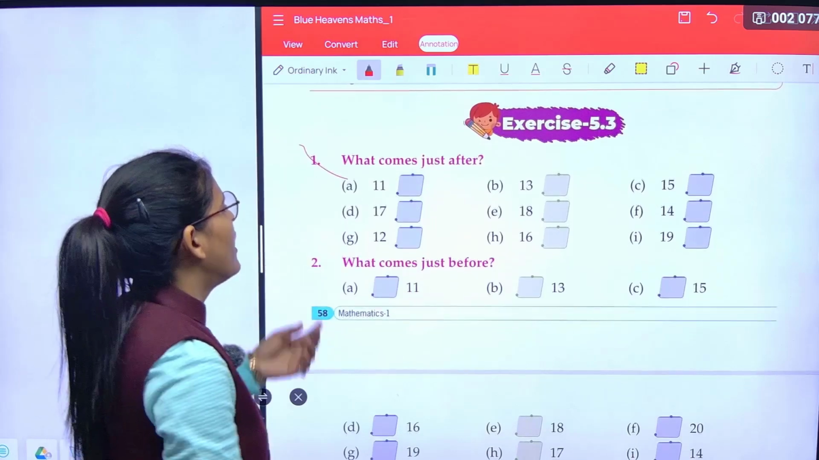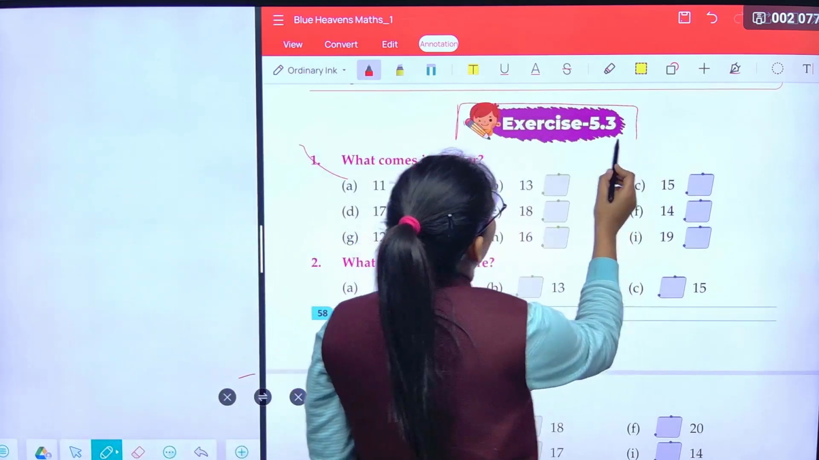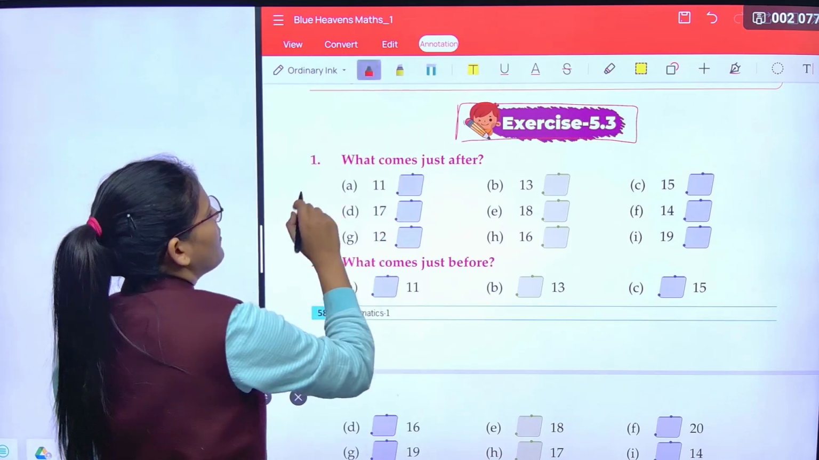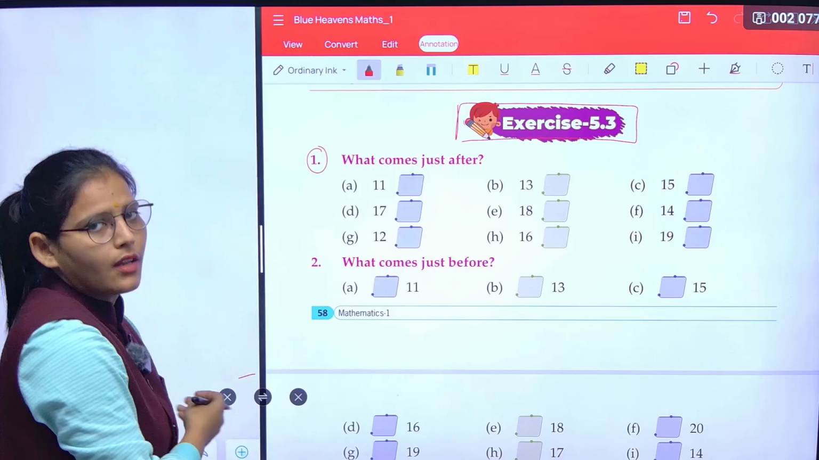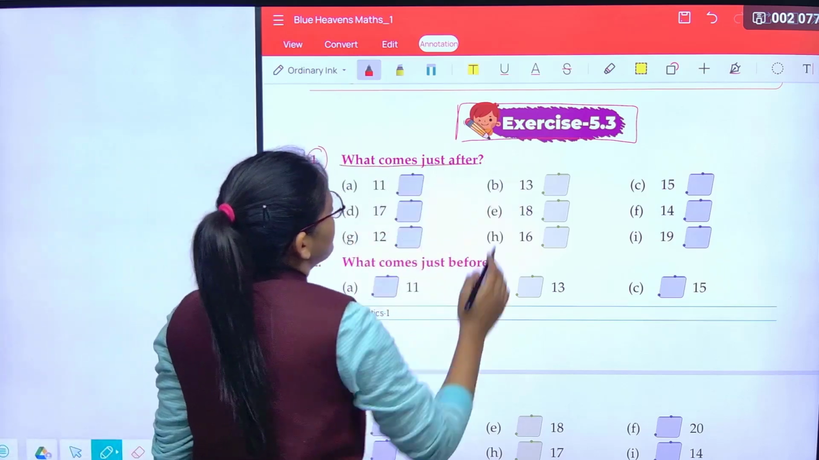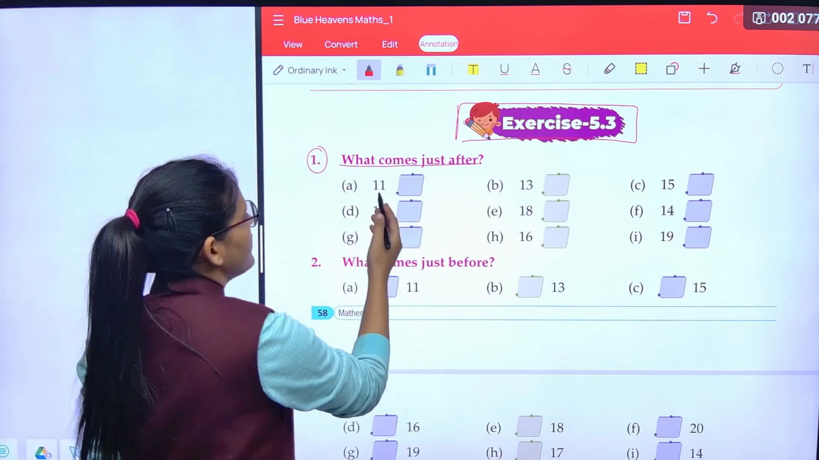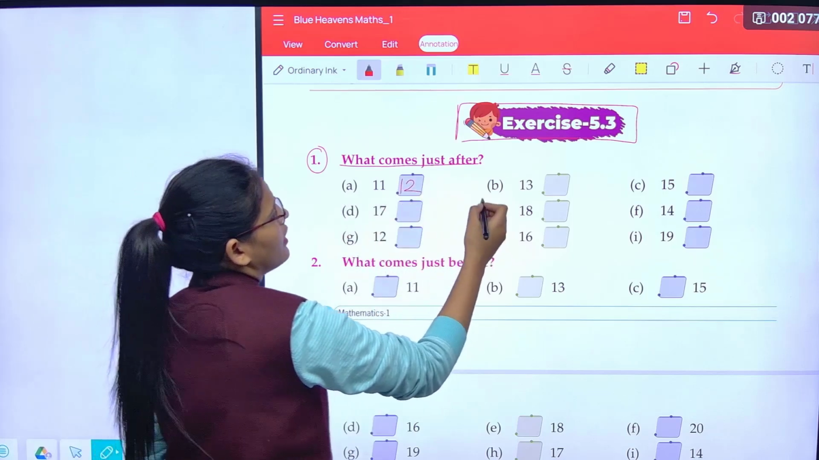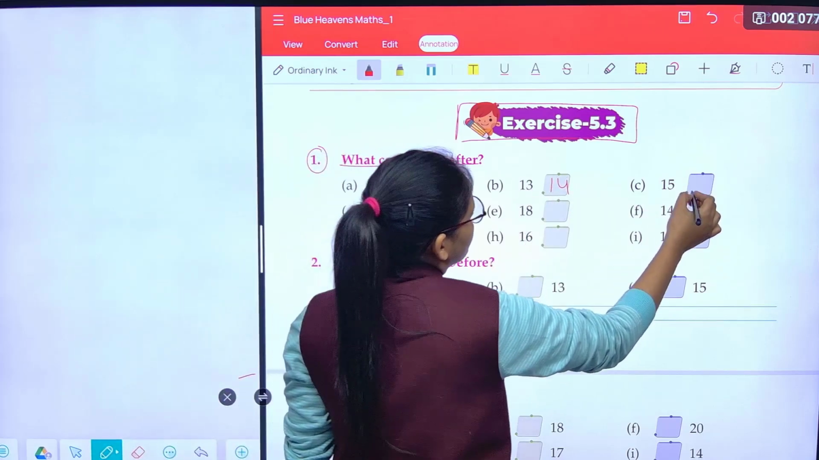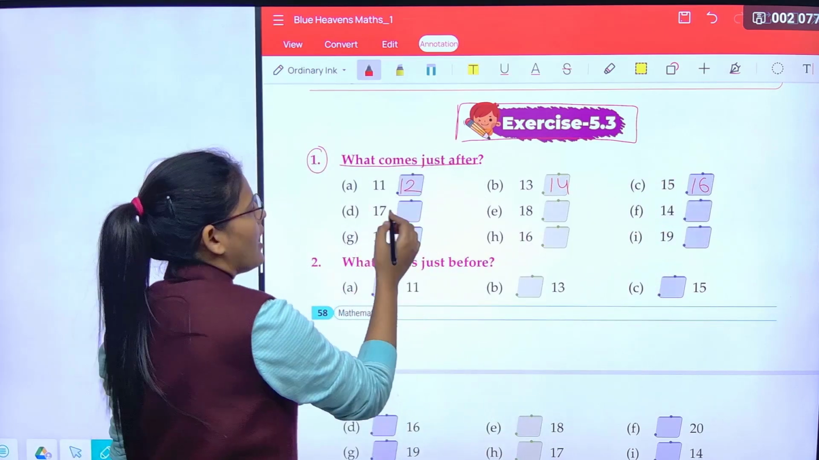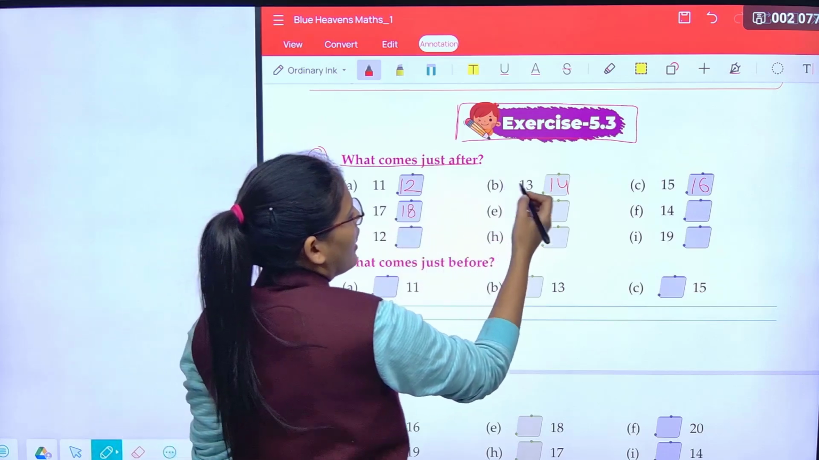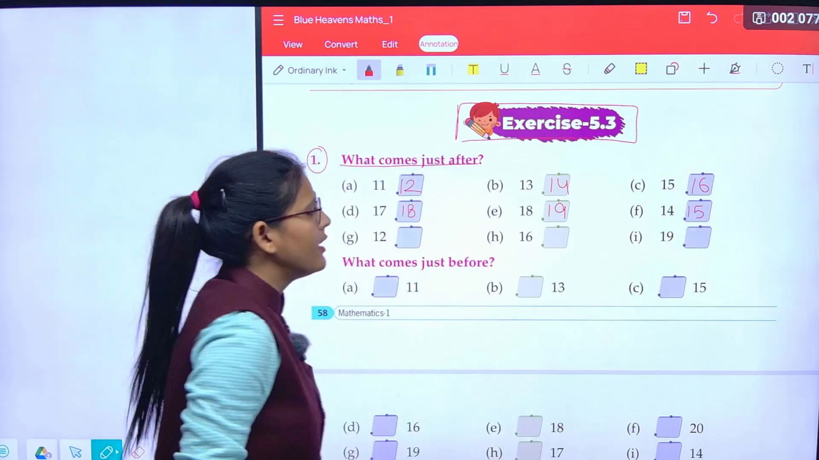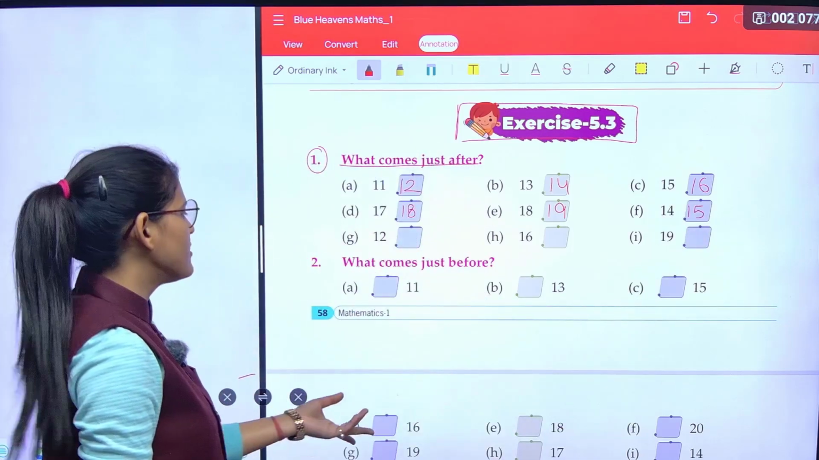Okay. Now class, come on exercise 5.3. Question number 1. Class, see, what comes just after? What comes after 11? It is 12. After 13, it is 14. After 15, it is 16. After 17, 18. After 18, 19. After 14, 15. Understand class? Rest of the parts do yourself class.